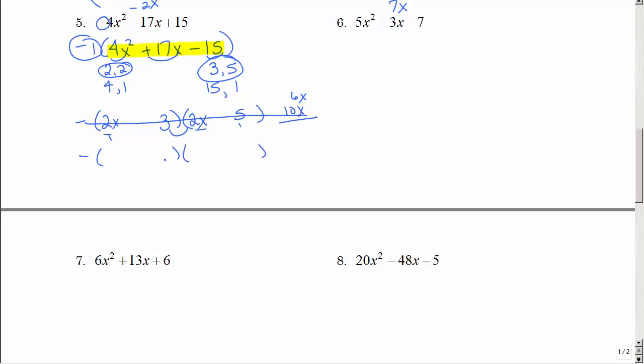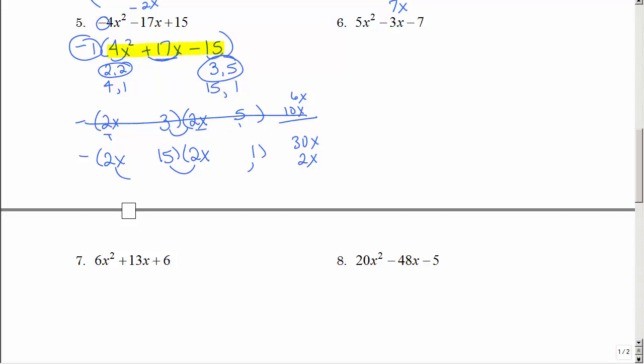Alright, so I'm not going to give up on the 2 and the 2 yet. How about 15 and 1? Well, if I put 15 and 1, what's going to happen when I multiply that together? I'm going to get 30x. That's just too big because that's only going to be 2x. That's not going to give me 17.